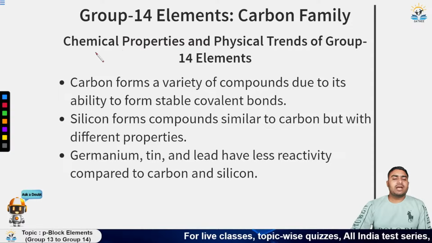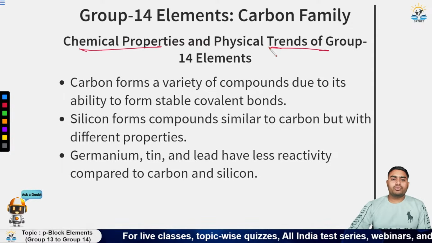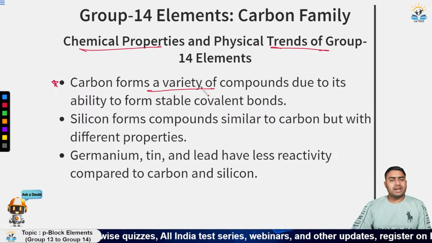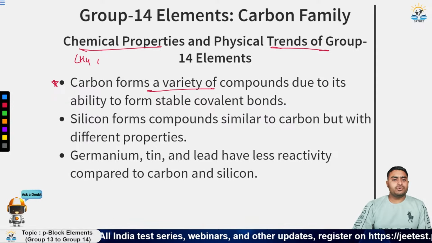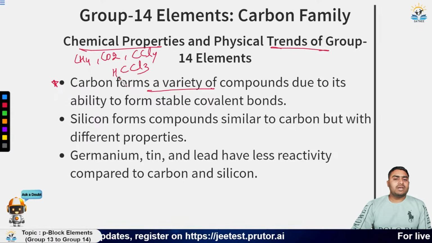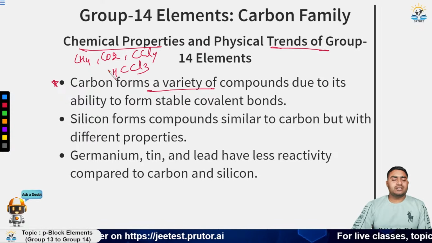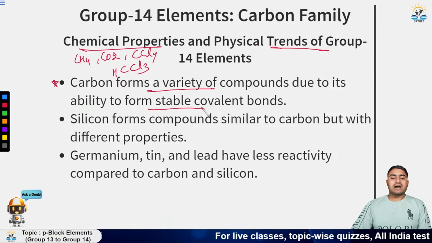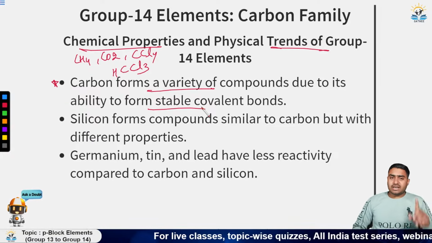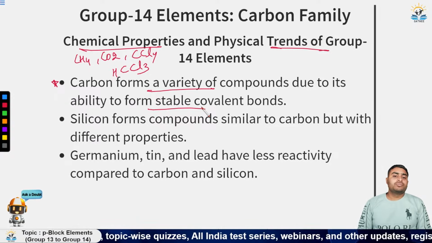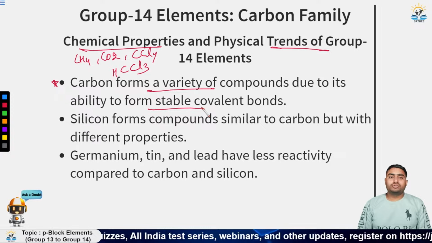Let's move to the chemical properties and physical trends of group 14 elements. So the point is here, carbon forms a variety of compounds, like it can form CH4, it can form CO2, it can form CCl4, etc. It can form a variety of compounds due to its ability to form stable covalent bonds. Carbon has its unique nature due to three properties like tetravalency. Next one is like what? Tetravalency, and we will be discussing the other two properties as well.